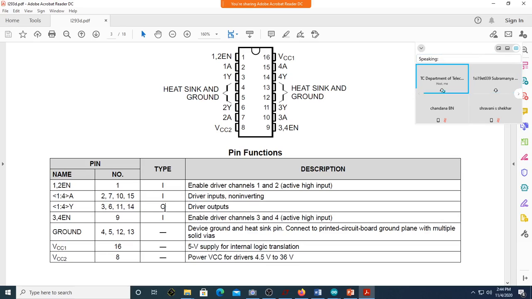So O stands for output. Then you can see driver outputs. Again, 3,4 EN is the enable pin, pin number 9. It will enable channels 3 and 4.